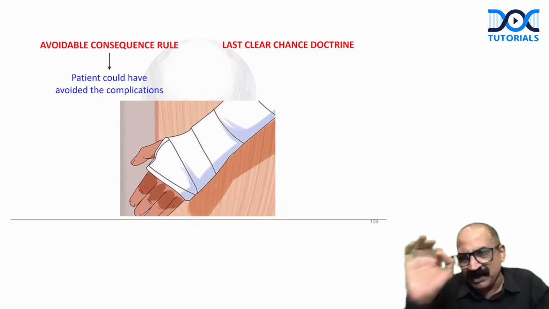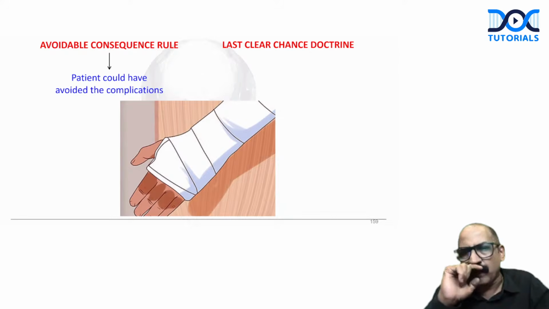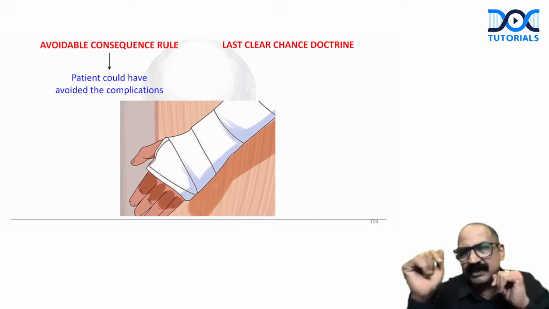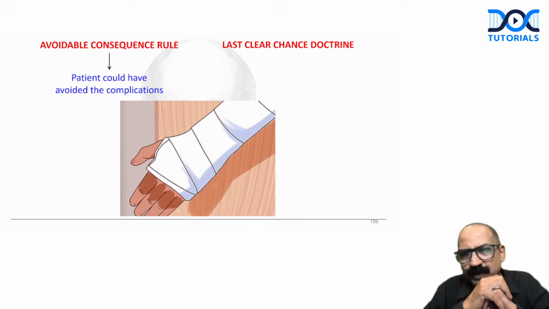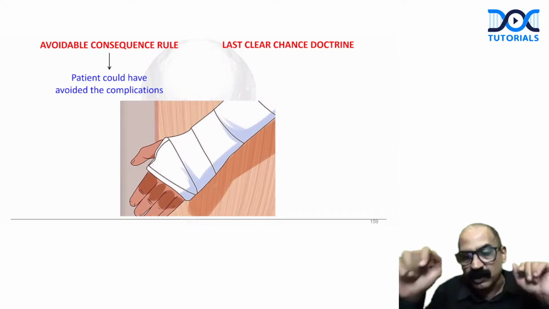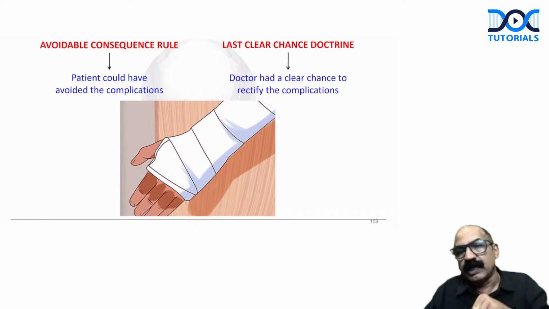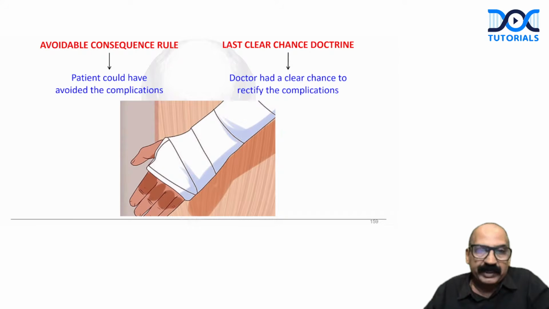Meantime, suppose the patient comes the same evening. Doctor, I'm getting numbness. Hey, don't worry, man. Maybe it's due to edema. Go. Next day comes discoloration. Again, I say, don't worry, man. I have applied more than 1,000 POP casts. No problem so far. He comes only after 2 days, the third day, and the limb is entirely gangrenous. Now, absolutely, I don't have any defense. Even though I was negligent, I had a clear chance to rectify the complication, but I did not do it.